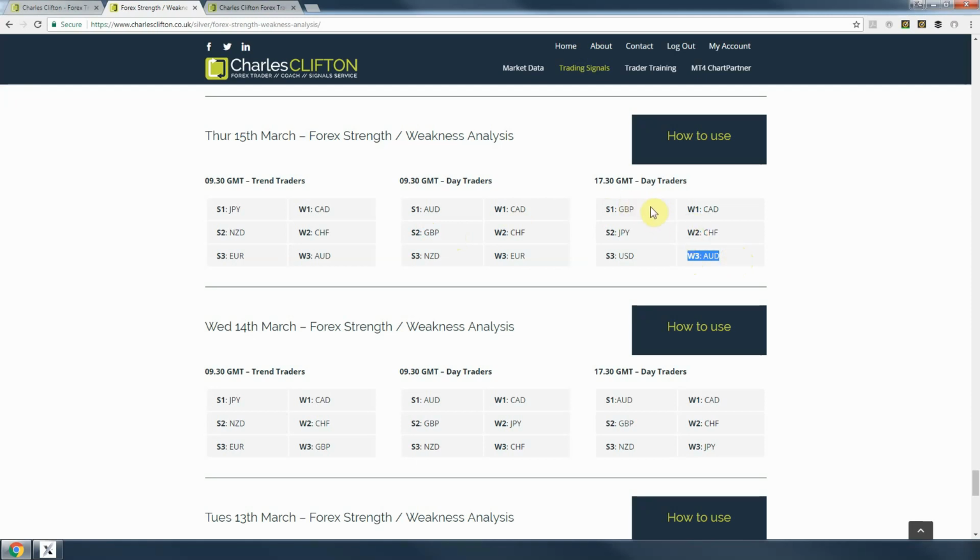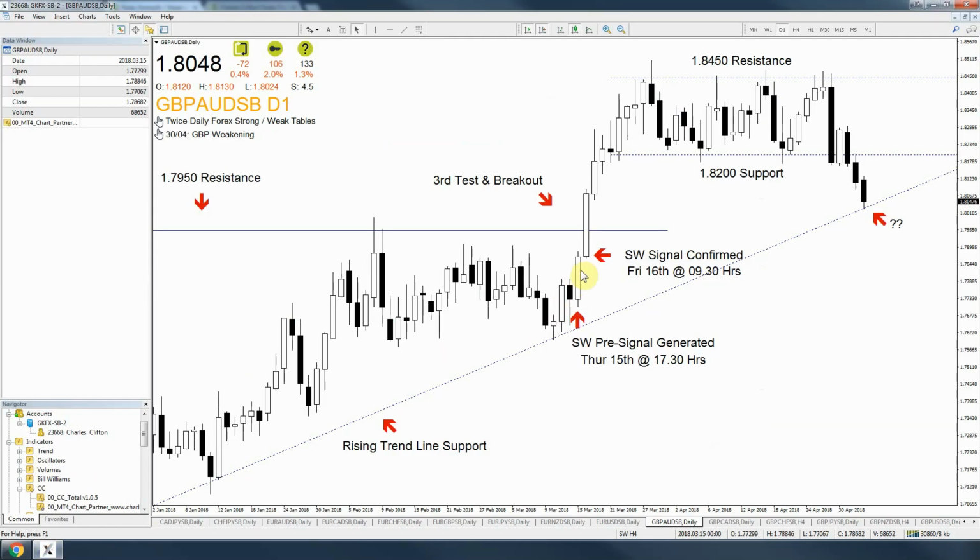By getting access to these tables on Thursday the 15th of March, you'd have logged on at 5:30, 6 o'clock in the evening, and you would have seen pound Aussie dollar. The first thing you need to do then is to pull up your chart and find the pound and the Aussie dollar. So we have pound Aussie dollar pre-signal. It's only showing on one of these two time frames. It's not showing on the trend trading time frame. That's something I just want to show you. So that is that bar there.